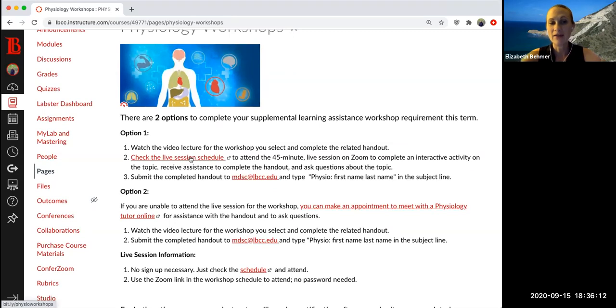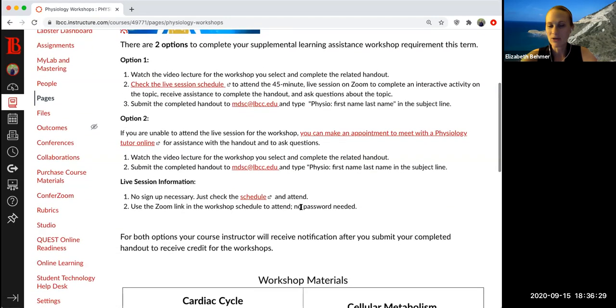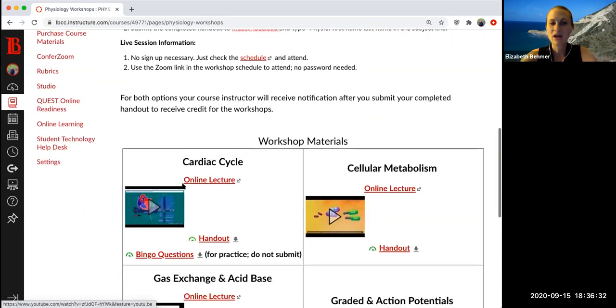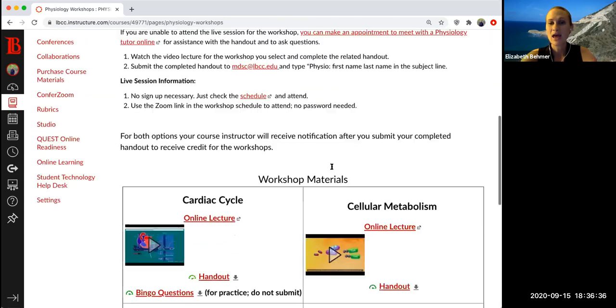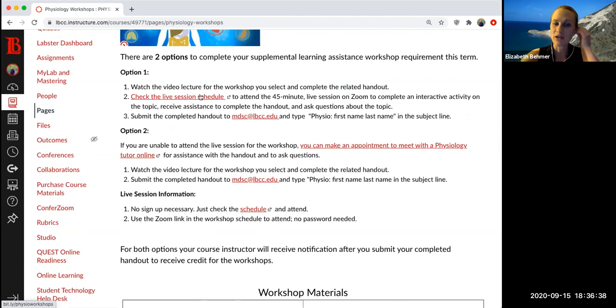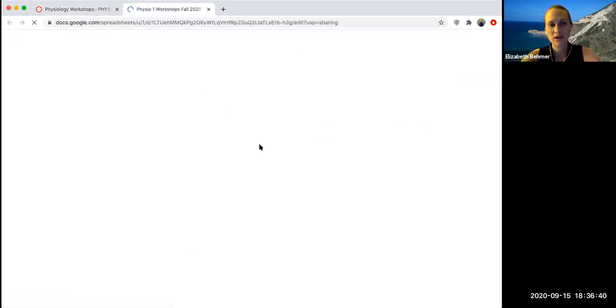You check the live session schedule, and then you'll attend a Zoom workshop meeting. It's over and above what we do in class, but you get 30 points for attending 3 of them, 10 points each. You fill out the handout, and then you email it to the MDSC Center, which is right here. So I wanted to bring this to your attention. Here are the online lectures and the handouts for each of the workshops. And then you can go to the schedule, and I'd encourage you guys to check out the schedule right away.